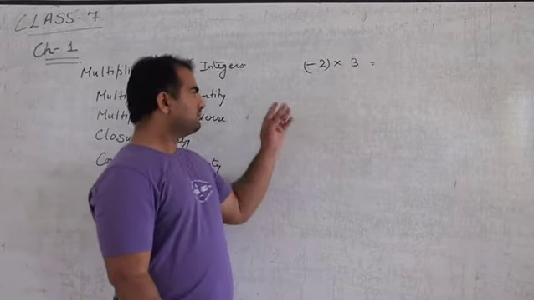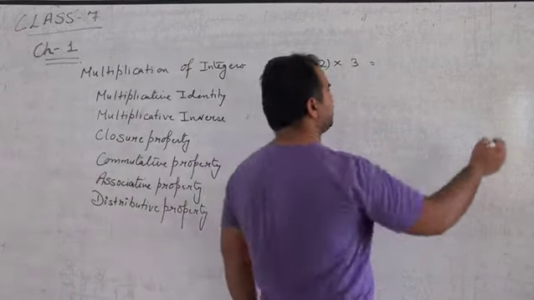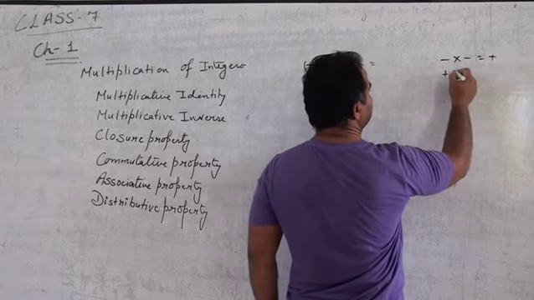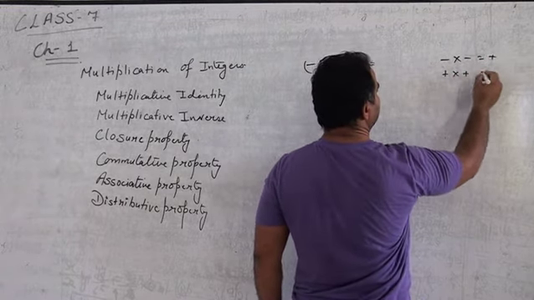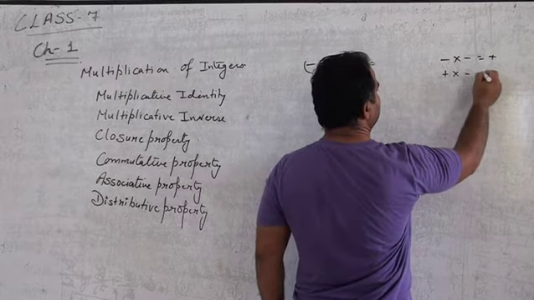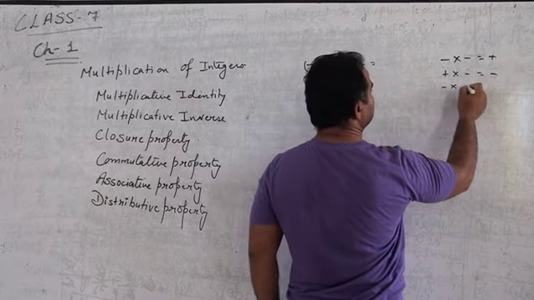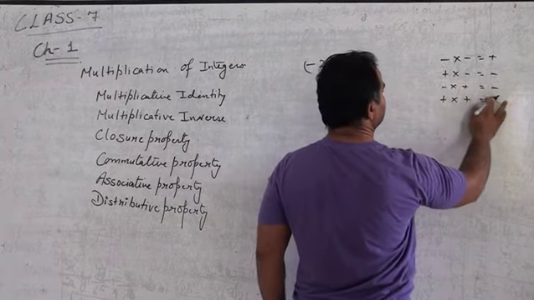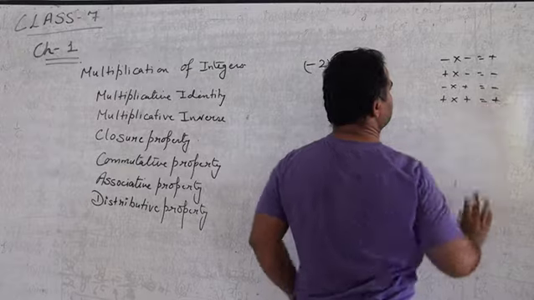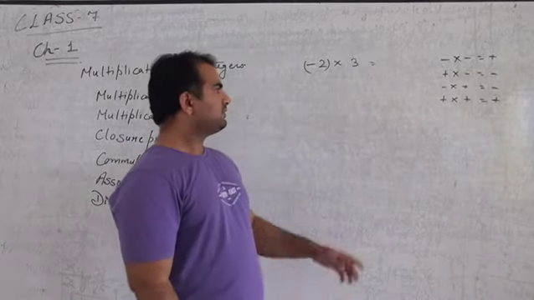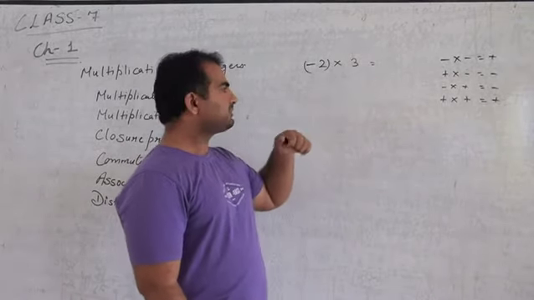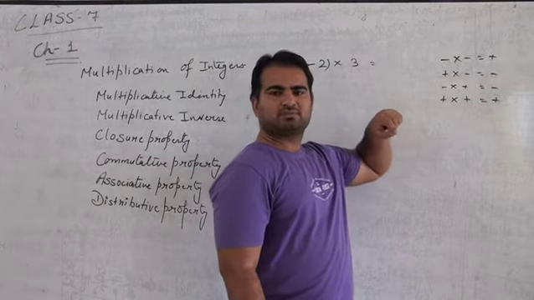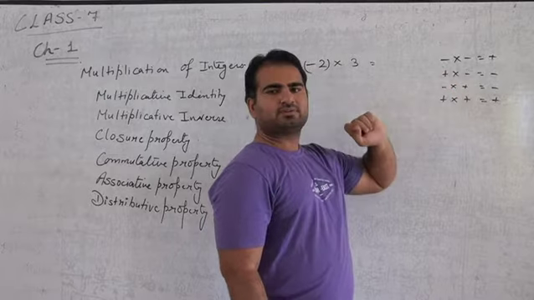So we have to know some rules. What is minus into minus? It is plus. What is plus into minus? It gives minus. What is minus into plus? It also gives minus. What is plus into plus? It gives plus. So these rules are the same as before. Negative sign with negative sign gives positive, and positive with positive gives positive. Opposite signs always give negative.